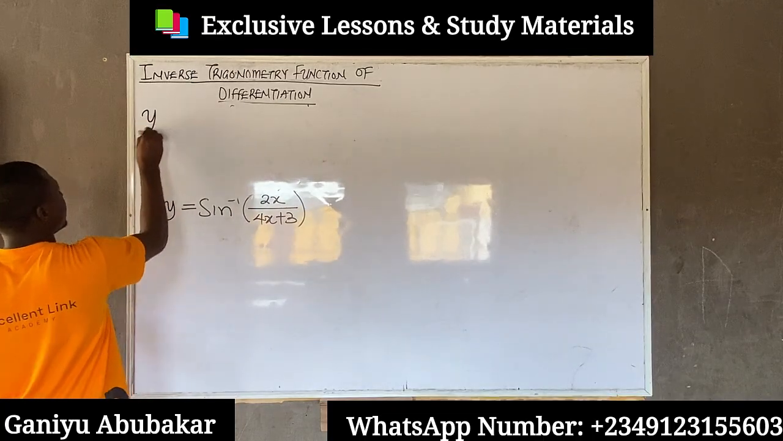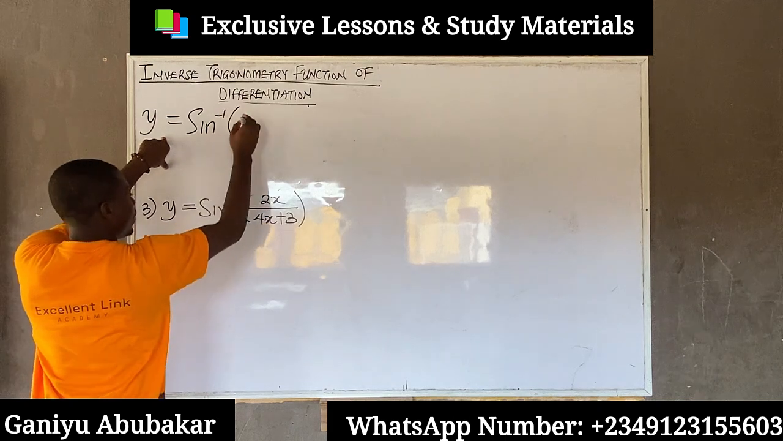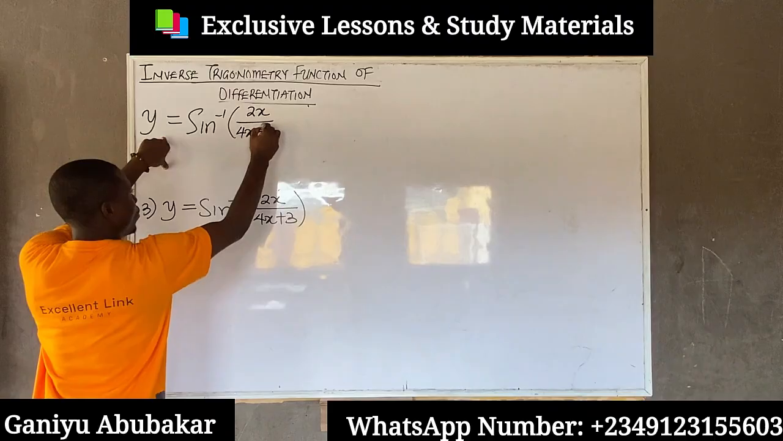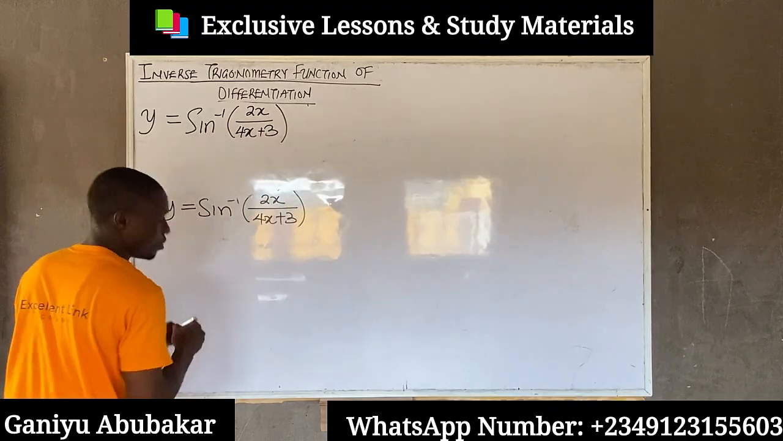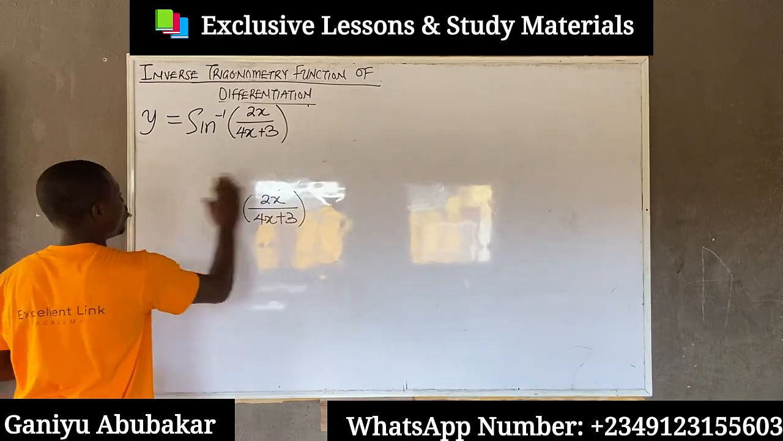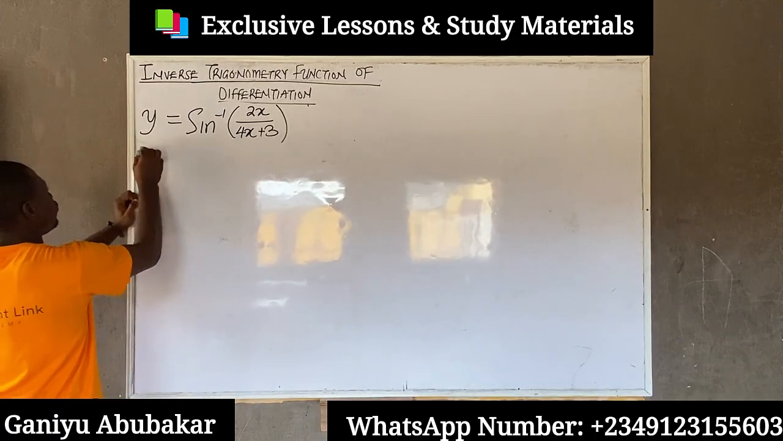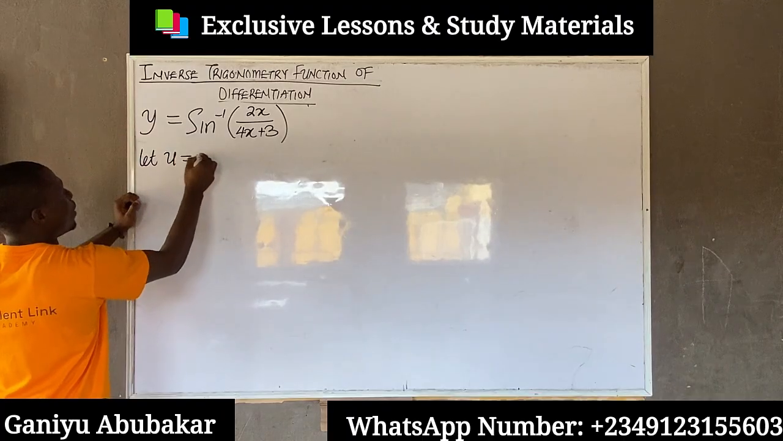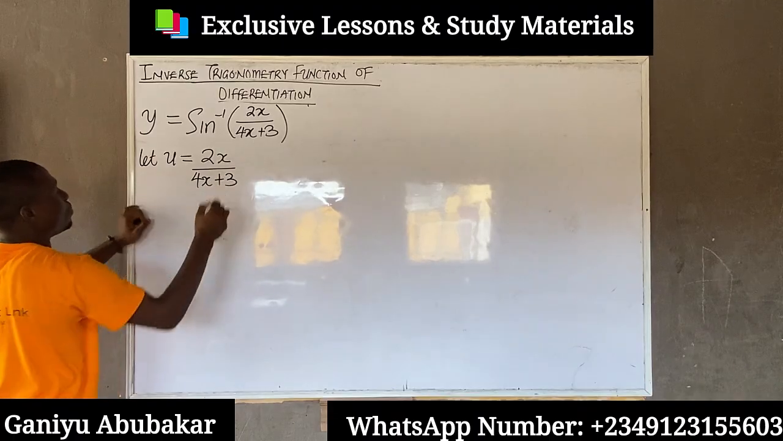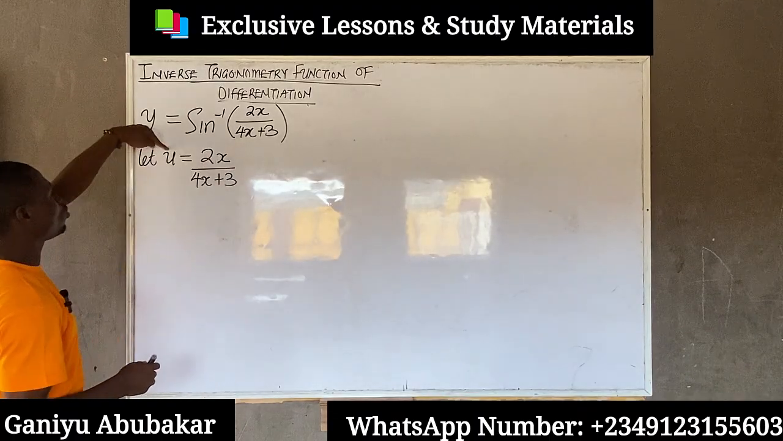So I have that y is equal to sine inverse of 2x over 4x plus 3. Let's apply what we know before now to solve this problem. First things first, we select u to be equal to 2x over 4x plus 3. We said let u be the term in bracket. Now I'll differentiate u with respect to x.